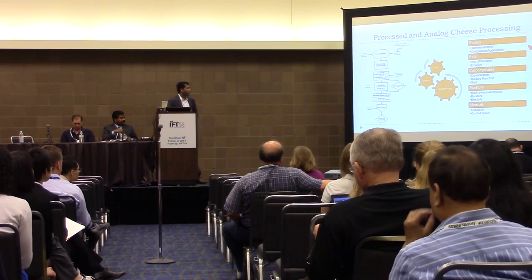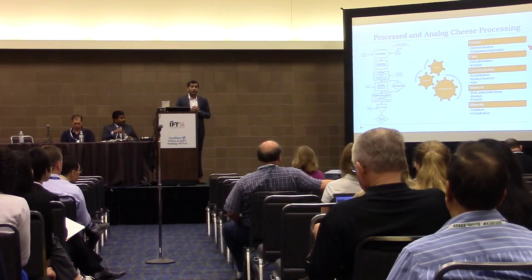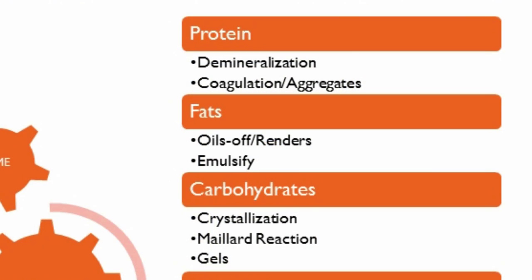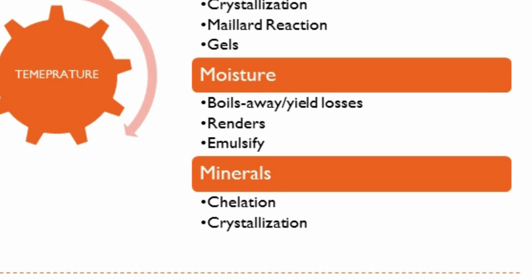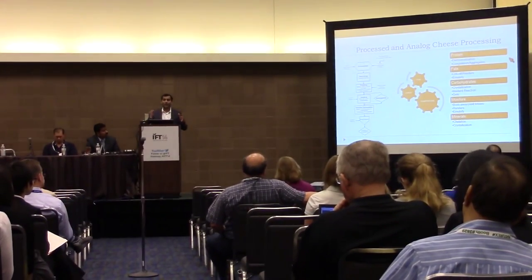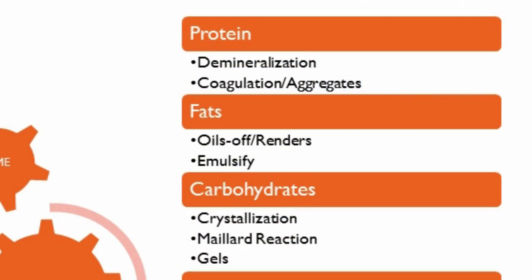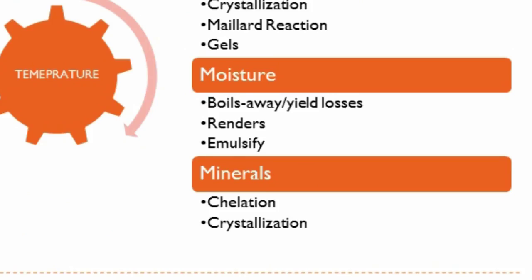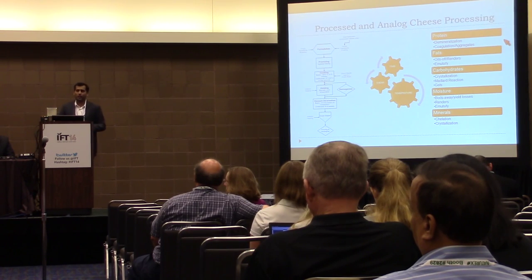I won't be talking in great detail about many of these today, but sharing just some more light on the important aspects. On your right, you will notice protein, fat, carbohydrate. What are they? What we do in equipment design is we zoom out of the functional ingredient and come down to a more core level of what they are made up of. And the makeup is: protein, which demineralizes, with coagulation and aggregates forming. Fats render off. They also participate in emulsifying. Carbohydrate crystallizes, a lot of reactions occur with the reducing sugars interacting with amino acids, and gel formation. Moisture boils away, yield losses may occur, they emulsify and render off sometimes. And minerals chelate and crystallize.